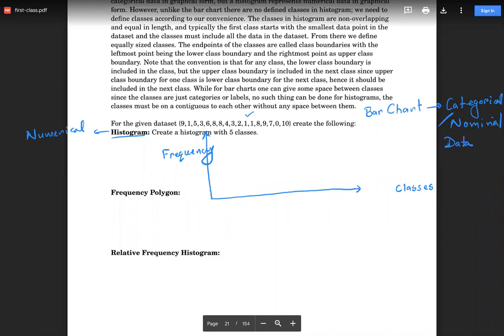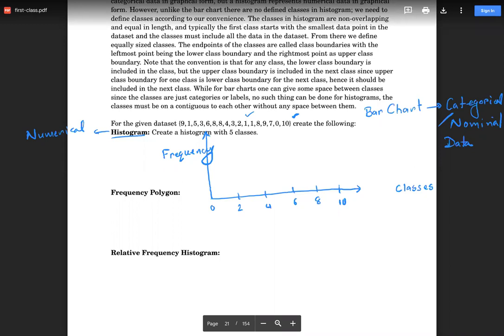Now, in this case, let's say I'm going to do maybe 5 classes, starting from 0. So 0 to 2, one class, 2 to 4, another, 4 to 6, another, 6 to 8, another, 8 to 10, another. Now, the first class is the 0 to 2 class. The second class is 2 to 4, and so forth.